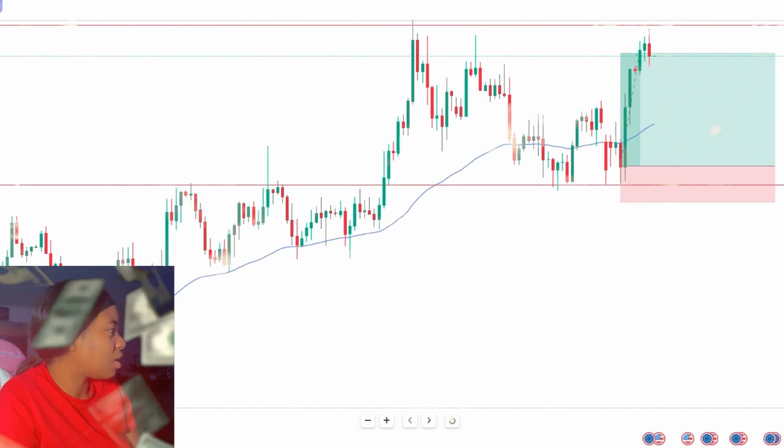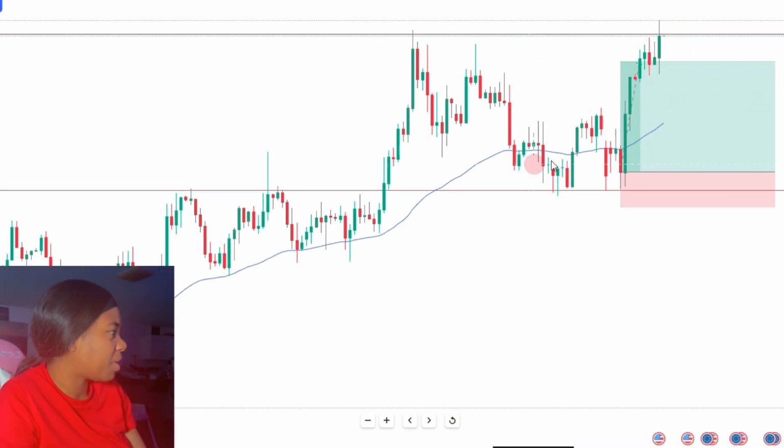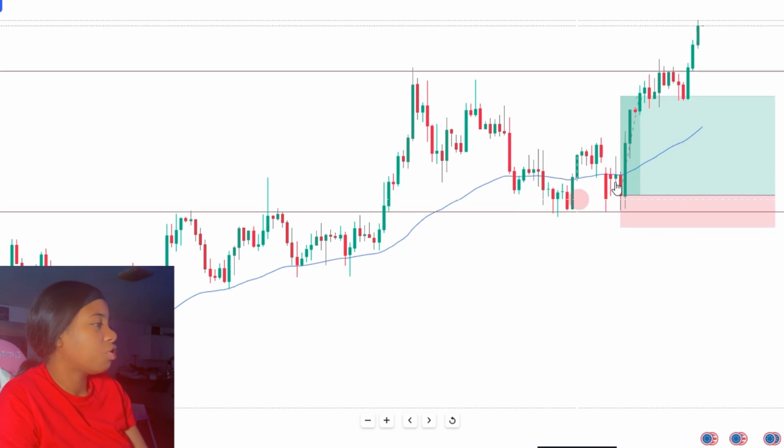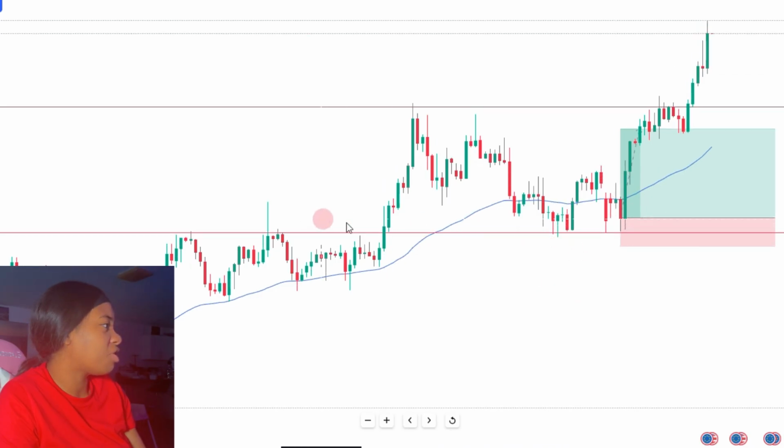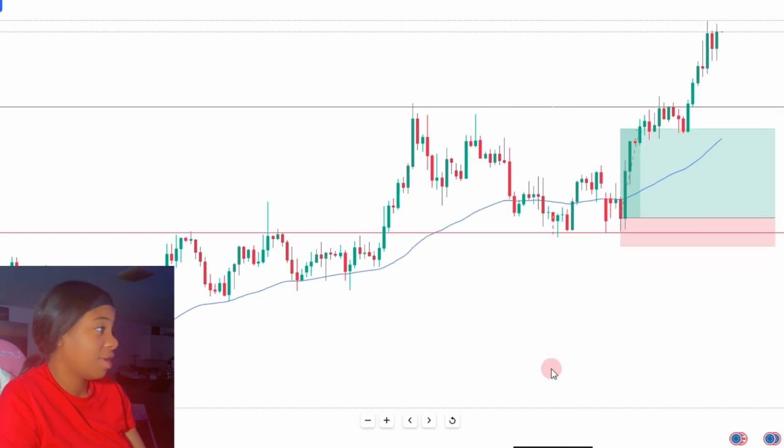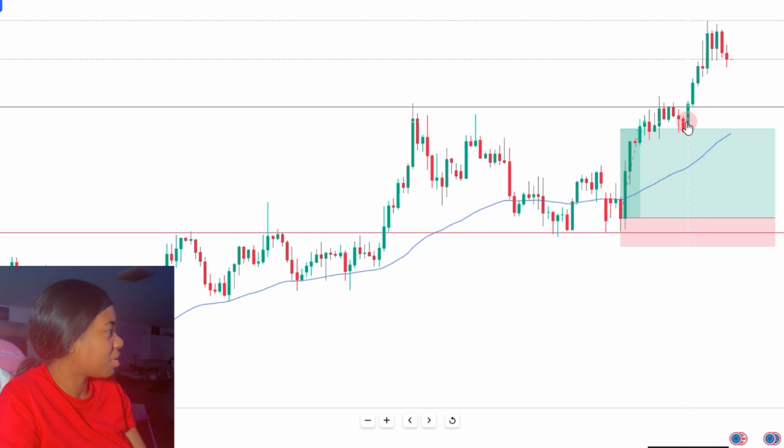All right, so you would have seen that price was respecting that moving average. It came back, rejected multiple times off here. So that was just an added confirmation using your zones and your moving average to be able to even target bigger moves, because now we're fully above the moving average and we're still climbing.